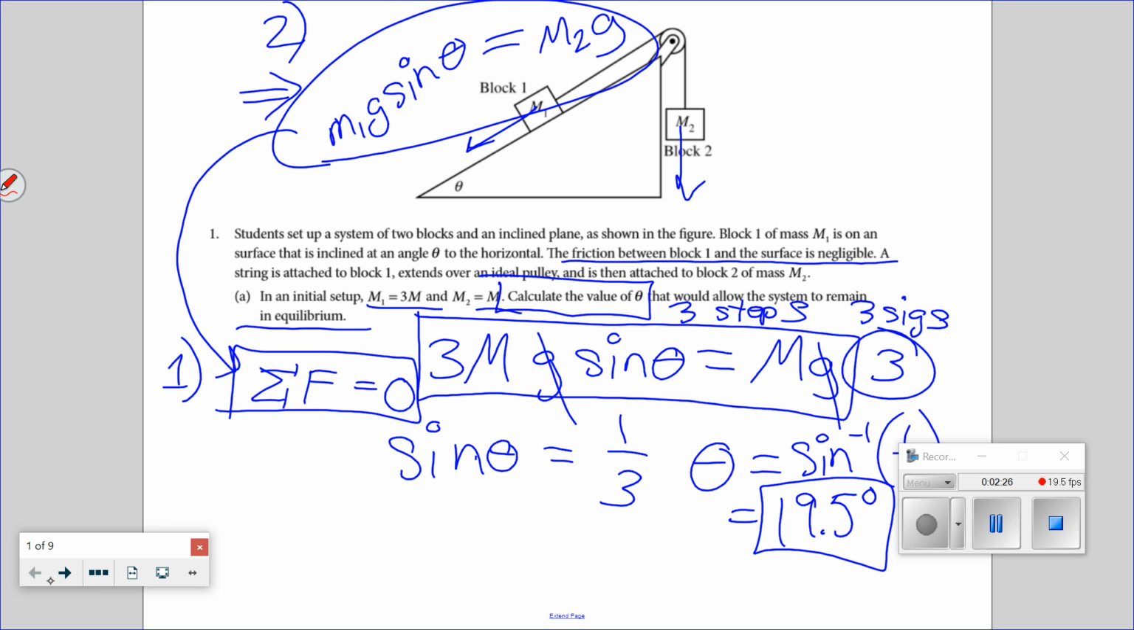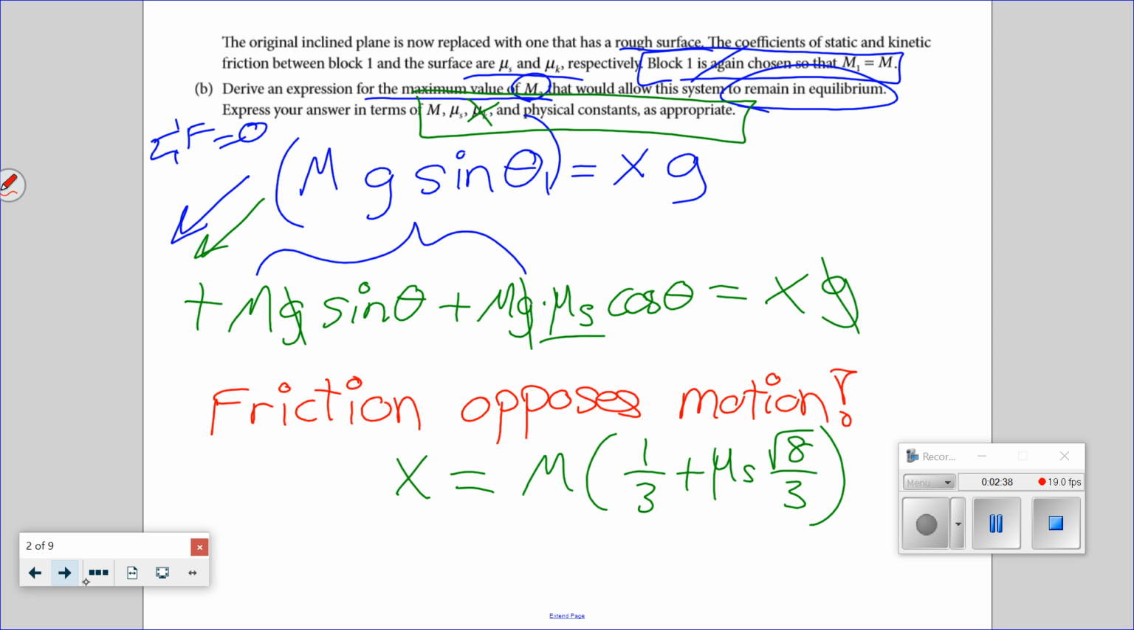Okay, so we had two blocks. It says they're in equilibrium. It gives the masses. Calculate the angle. It's just the inverse sine of the ratio of the masses. Pretty good, and we can get there pretty fast. Now we've got mg sine theta and the coefficient times mg cosine theta. They both point down the ramp because friction opposes motion, and so the hanging block is trying to drag the other block up, but it remains in equilibrium.